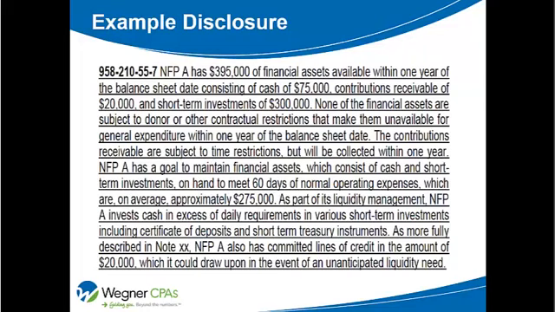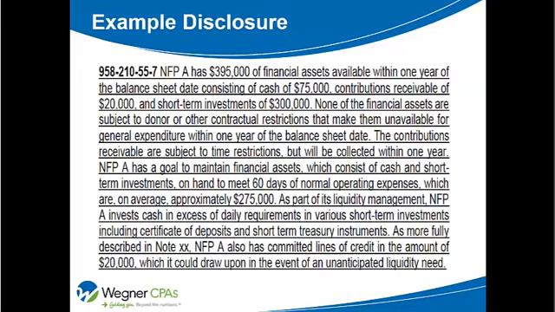If you had contributions receivable that were restricted for a capital campaign, those could not be included here because again, they're restricted for a specific purpose, not for general expenditures. So that's just something that you'll need to understand and think about when you look at your contributions receivable. And then the last part was the short-term investments of $300,000. Again, if it was a long-term investment that you could not access within the next year, you would not be able to include it in this part of the footnote.